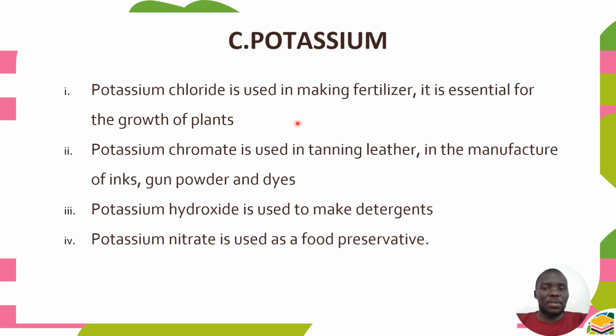Potassium is used in making fertilizer, which is essential for plant growth. Potassium chromate is used in tanning leather, and in manufacturing of inks, gunpowder, as well as dyes. Dyes are used to color clothes and many things that you may want to change the color of. Potassium hydroxide is used to make detergents, which are the soaps we use for cleaning, such as Boom. We can talk about Sunshine, which is used for dishes. All those are in a group of detergents. Potassium nitrate is used as a food preservative.